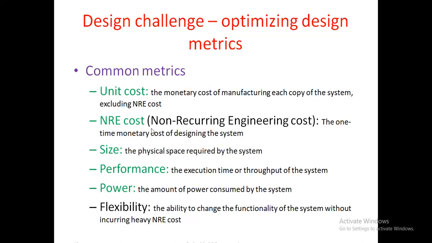This is the cost they spend for making one working prototype. How much they are spending for that is the NRE cost. Unit cost: once these people make one prototype, how much they spend for manufacturing that particular product is the unit cost.